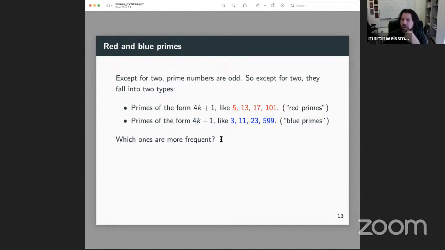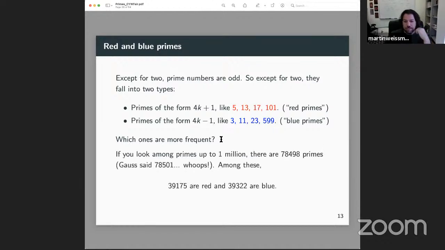And you can ask, are there more red primes or blue primes, or the other way around? Are they equally likely to occur? There are infinitely many primes. Are there infinitely many red primes? Are they mostly blue, for example? So you can run this on the computer very quickly.